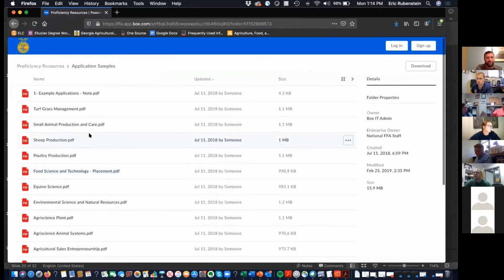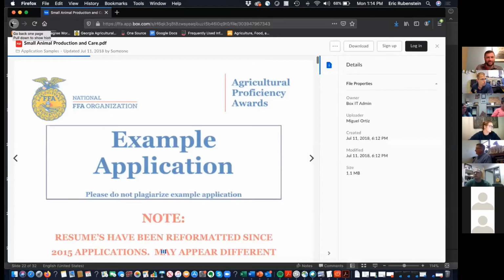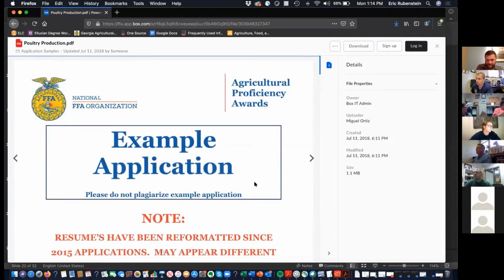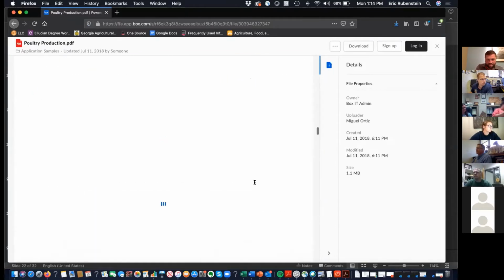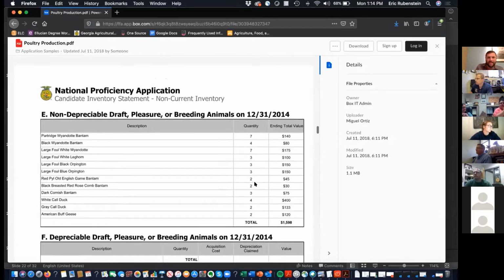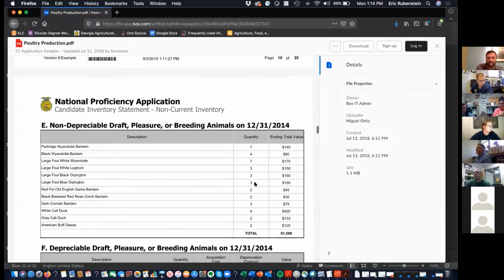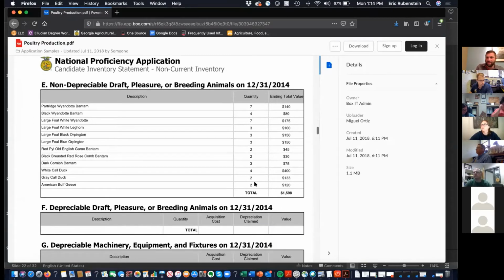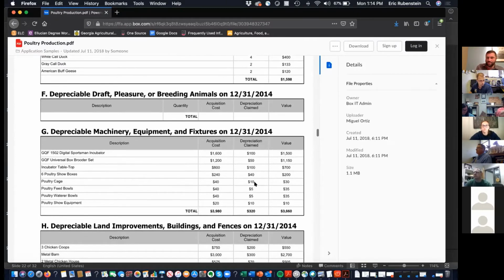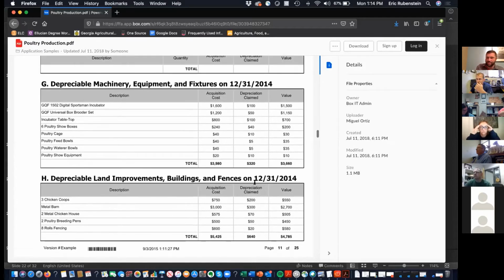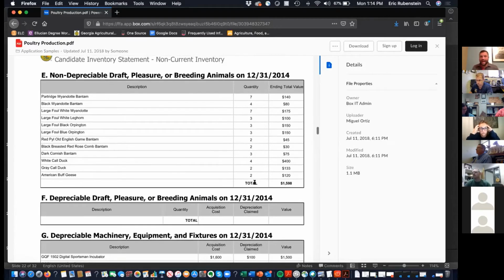Okay, so if we come in here and we just look at one of these, let's do poultry production. First we have that piece that's going to be on the current inventory. Then we're going to have non-depreciable animals that are breeding animals. We're also going to have depreciable breeding animals. We're going to have depreciable market or machinery, equipment, fixtures, and then depreciable land improvements, buildings, and fences. So as you lay those out, you're going to be able to see what each of those pieces are, and then you're going to be able to include them.